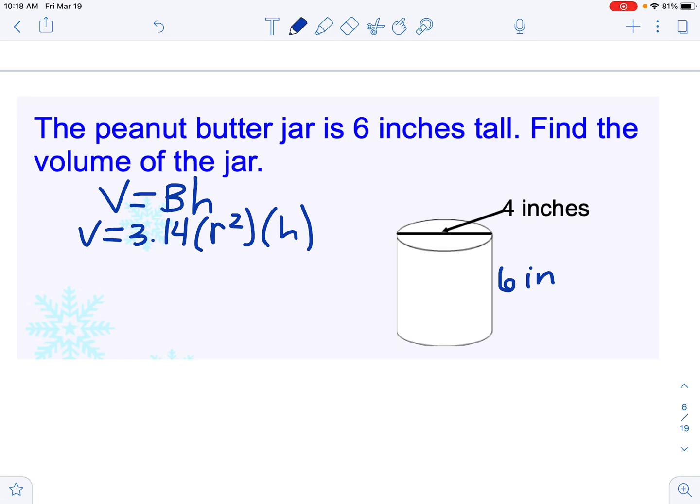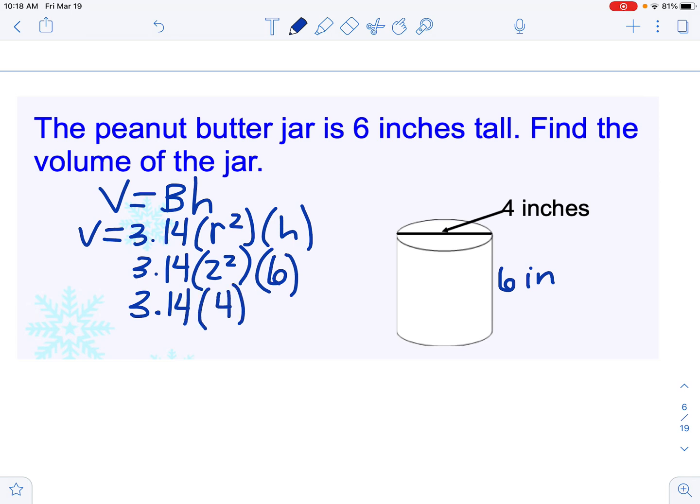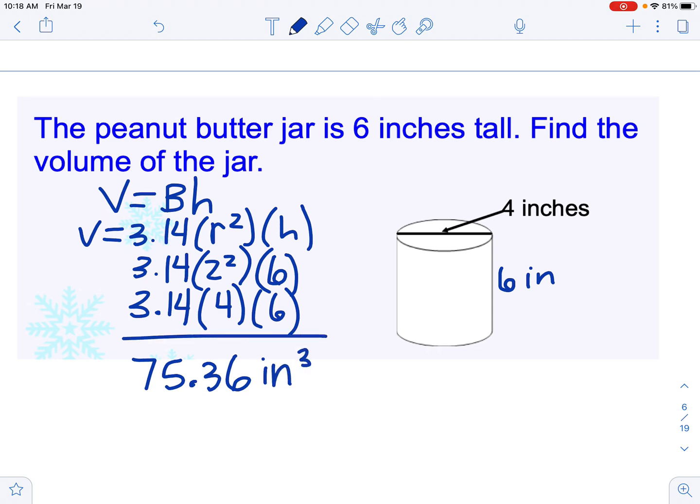So we're given the diameter. To find the radius, we split that in half. So half of the diameter would be 2. So we have 3.14 times 2 squared. And then the height of my jar is 6. I'm going to do exponents first. 2 squared is 2 times 2, which is 4. And then times 6. And now I can multiply all of these together. And I get a grand total of the volume being 75.36. And then volume is measured in cubed inches. So inches cubed.